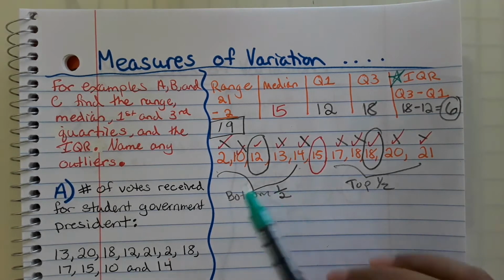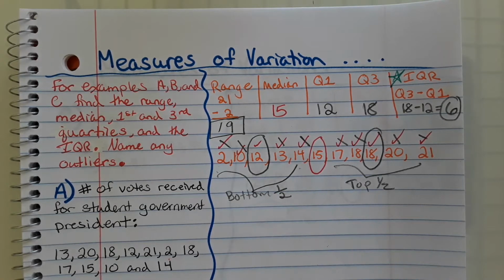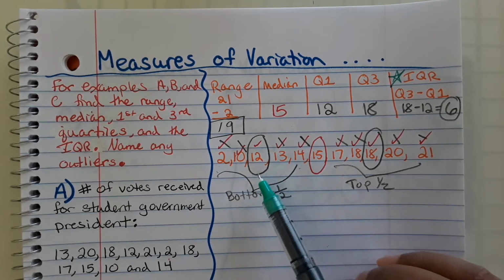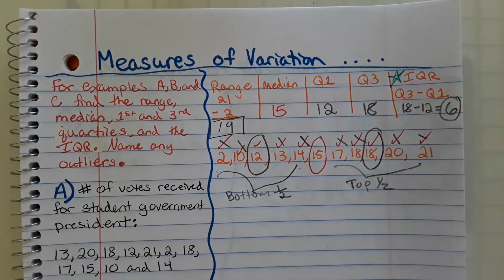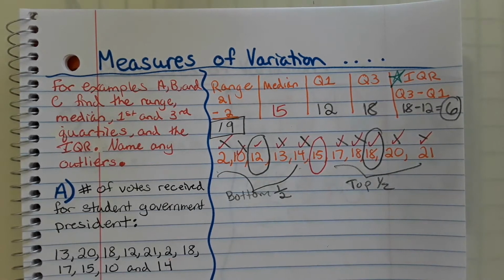Now, right now I'm looking at 2, and it looks like 2 is pretty far away from the other ones because the rest are like 10 all the way up to 20. But for it to actually be considered an outlier, it has to be more than 1.5 times the IQR away from the lower quartile or the upper quartile. So let's go through that.